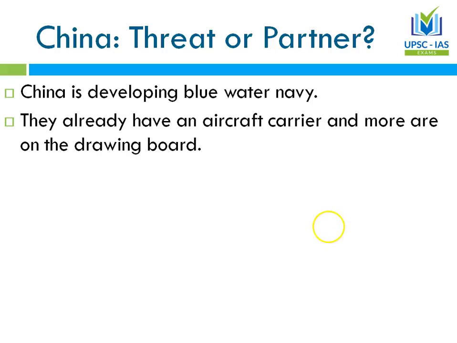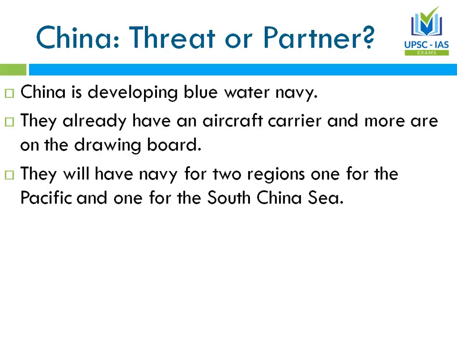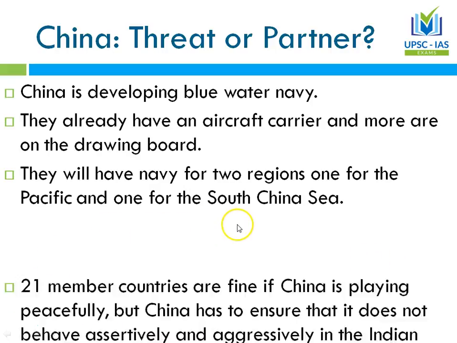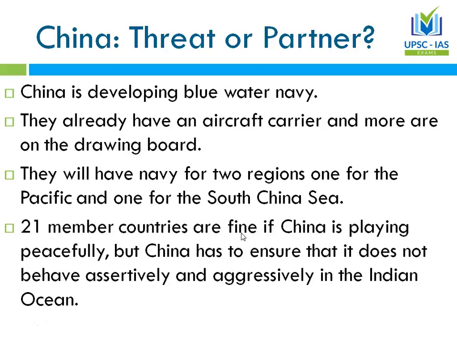They already have an aircraft carrier and more are on the drawing board. They will have navy for two regions, one for the Pacific and one for the South China Sea. Definitely China is going to have two dedicated navies, right? Two branches of navy, one focusing on the Pacific Ocean and the other on the South China Sea. Now, 21 member countries are fine if China is playing peacefully, but China has to ensure that it does not behave assertively and aggressively in the Indian Ocean.